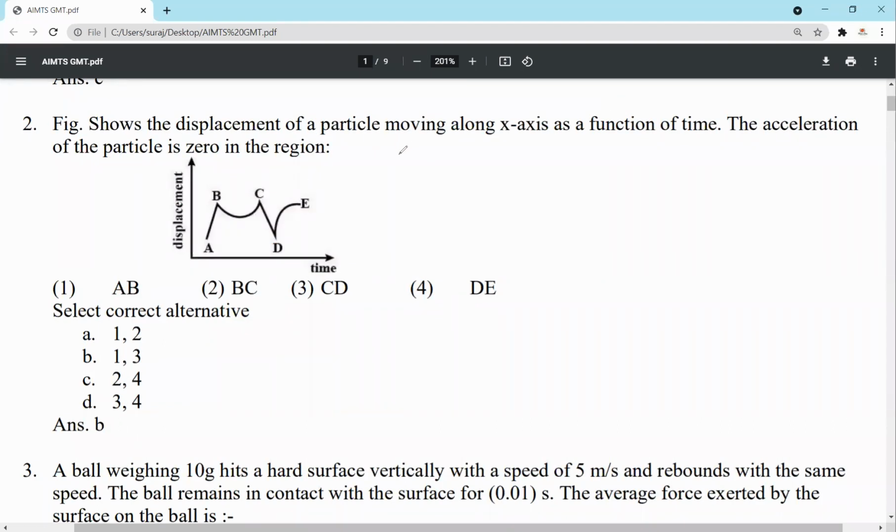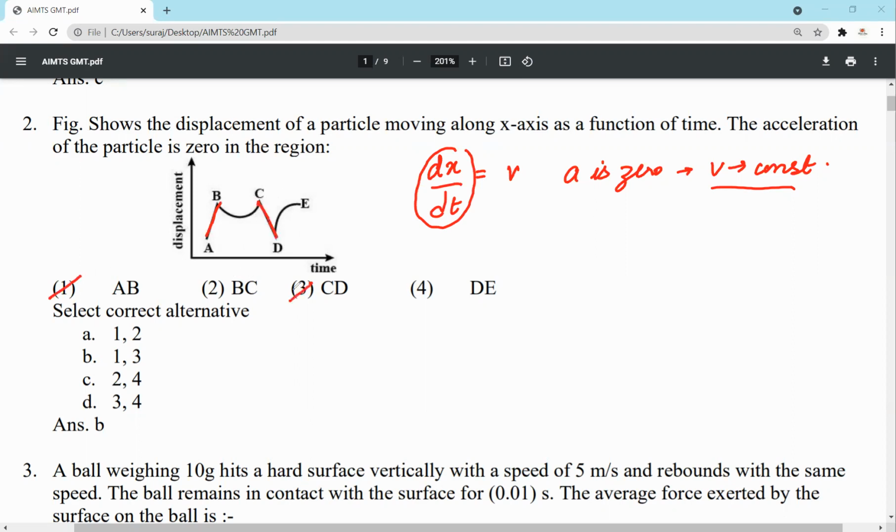Figure shows the displacement of the particle moving along x-axis as a function of time. So displacement time graph is given. The acceleration of the particle is 0 in the region. I want a to be 0. The slope of the displacement time graph, that means dx by dt, will give velocity. A is 0, that means velocity is constant, that means slope is constant. So in this whole curve where slope is constant, AB slope is constant, CD slope is constant. So AB and CD, 1 and 3 is the correct answer, option B.